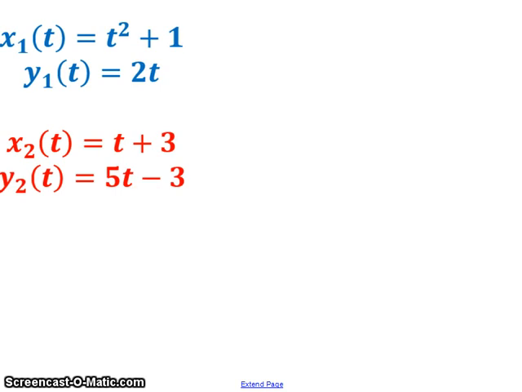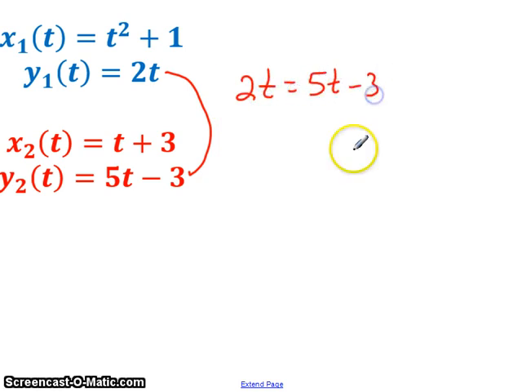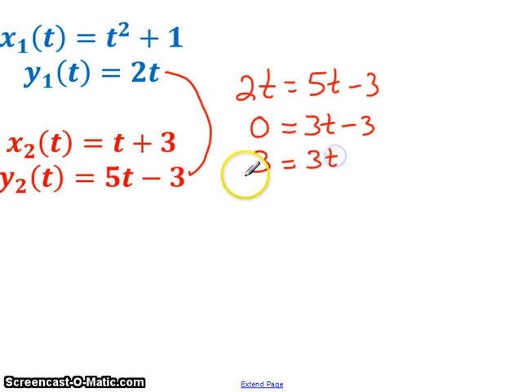Okay, let's see if we can predict the behavior of these two objects following these parametric equations. Since I have the squared up here, I'm going to leave that for second. I'm going to go ahead and set the y expressions equal to each other. 2t equals 5t minus 3. I'm going to subtract 2t from both sides, and then I'll add 3 to both sides, and then divide by 3, and I get t is equal to 1. So their y positions are the same when t is equal to 1.